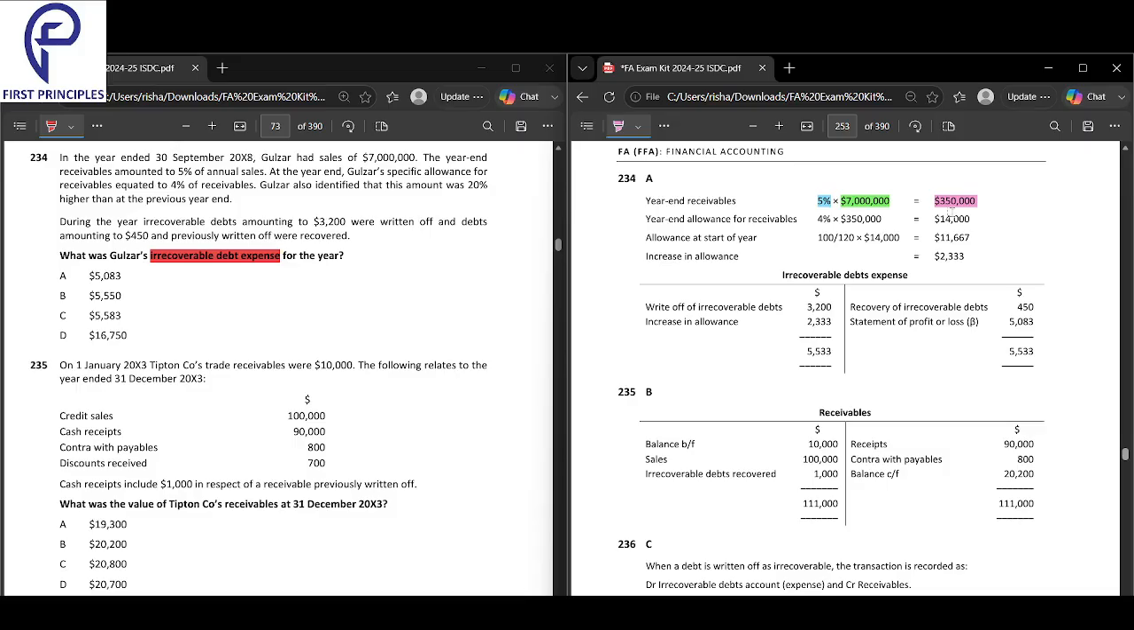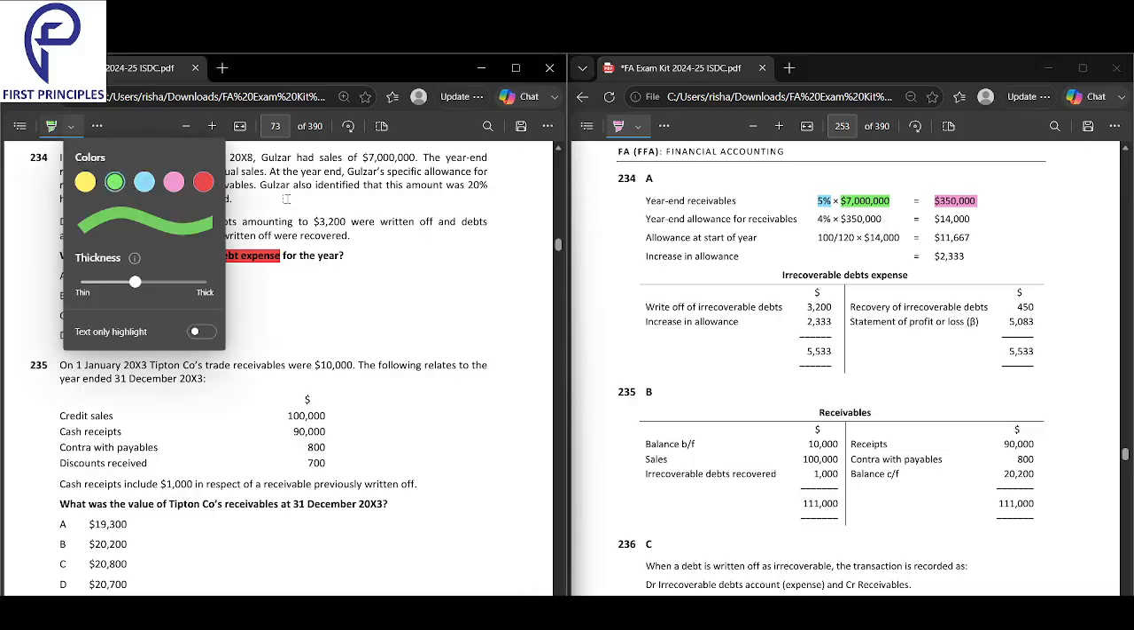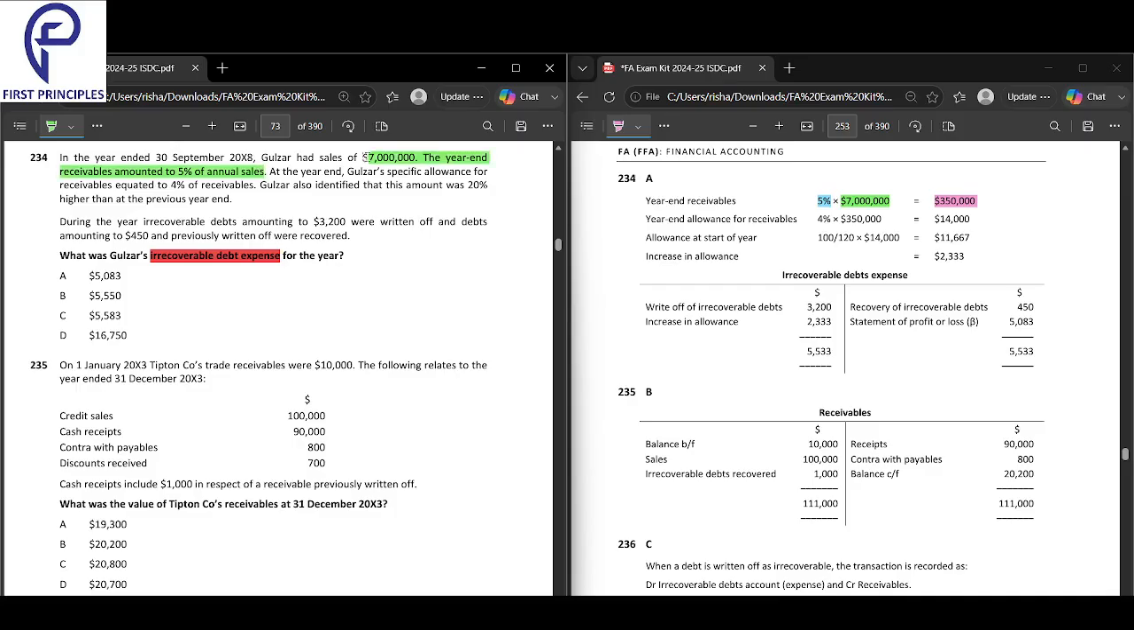Easy, right? 350. From this part we have understood what the total receivables were. Now they are telling us this is our gross receivables. From the gross receivables, what was the allowance amount?